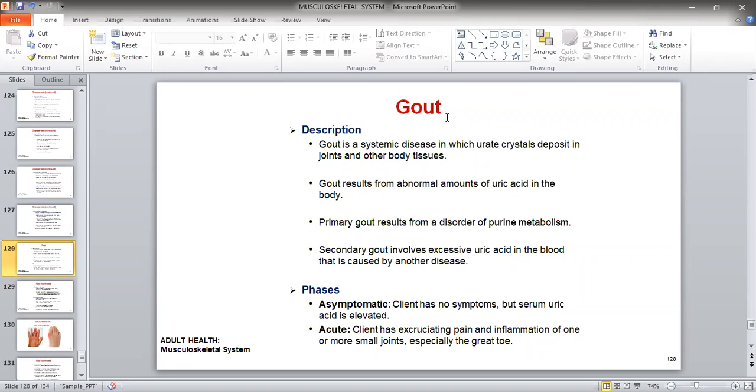So gout is a systemic disease in which urate crystals deposit in the joint and other body tissue. Gout results from an abnormal amount of uric acid in the body, and primary gout results from a disorder of the purine metabolism, disorder of the purine. And secondary gout involves excessive uric acid in the body or blood, right? Gout is sometimes asymptomatic and sometimes has acute exacerbation. So in the asymptomatic phase, the client has no symptoms, but serum uric acid level is elevated.